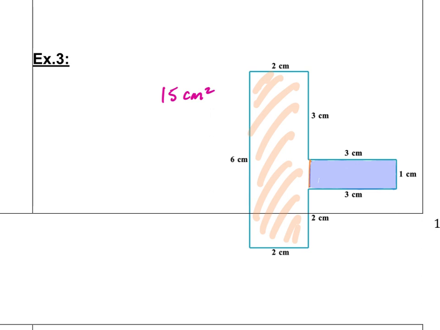Okay, this one. Remember what we're doing is we're going to take the big and we're going to add these two together. It's like they've been nailed together. So we look, and this is a 2 by 6. So 2 times 6, that's 12 centimeters squared. So we're going to take the area of rectangle 1, and we're going to add to it the area of rectangle 2. Area of the first rectangle is going to be 2 centimeters times 6 centimeters, which is 12 centimeters squared.